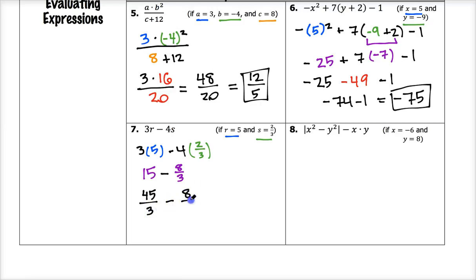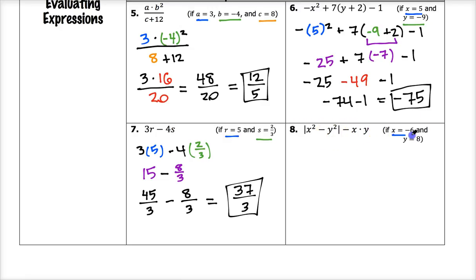And then minus 8/3. Remember common denominators when you add or subtract fractions. So this is 45/3 minus 8/3, and that's going to give us 37/3. Okay, number 8, we have the absolute value of x squared minus y squared minus x times y.